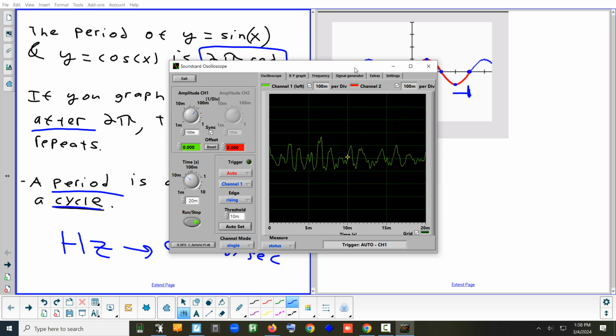There you go. So yeah, you see a nice sine wave. A whistle is a very simple sound, very simple picture. Human voice, pretty complicated sound, more complicated picture. All right.